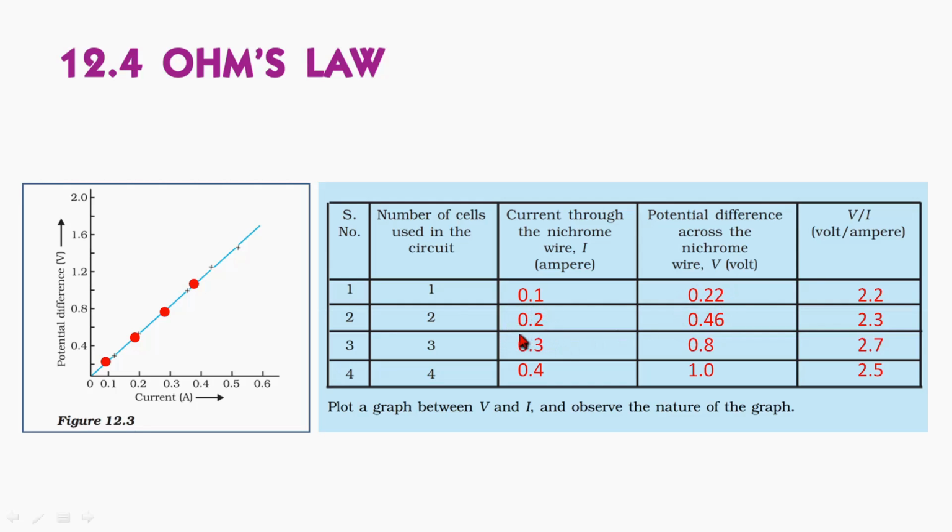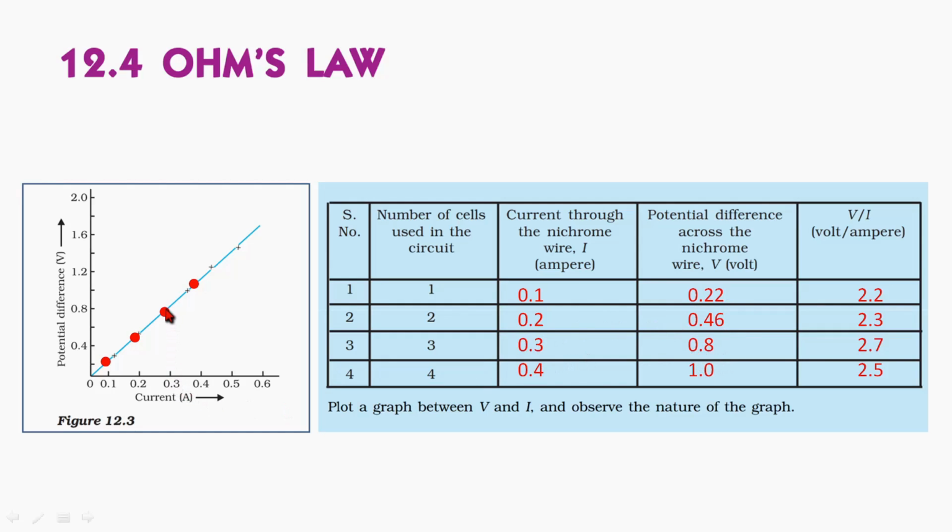When we increase the number of cells by one more, so the total number of cells was 2, the current was doubled, it is 0.2 now. We keep on increasing the number of cells, then we measure the amount of current flowing through the nichrome wire and the potential difference across it. When the number of cells were 2, the current passing was 0.2 and the potential difference was 0.46. When the number of cells were 3, the current passing was 0.8.